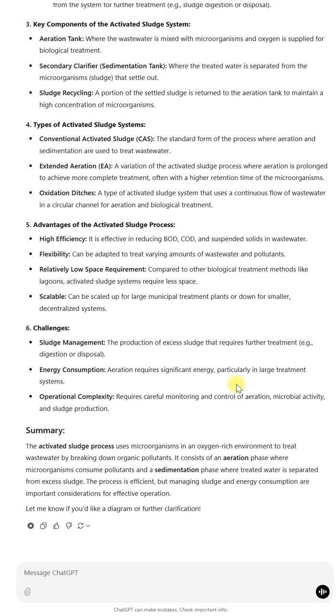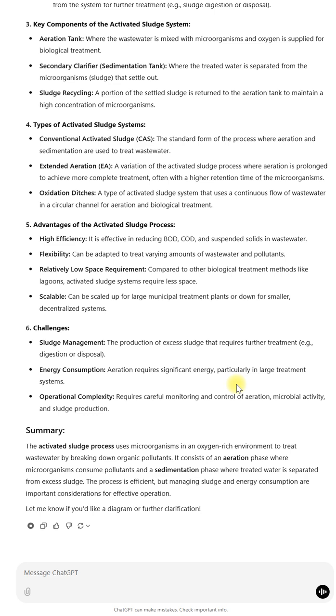Challenges. Sludge management. The production of excess sludge that requires further treatment, e.g., digestion or disposal. Energy consumption. Aeration requires significant energy, particularly in large treatment systems. Operational complexity. Requires careful monitoring and control of aeration, microbial activity, and sludge production.